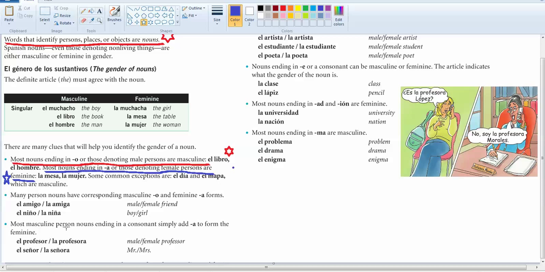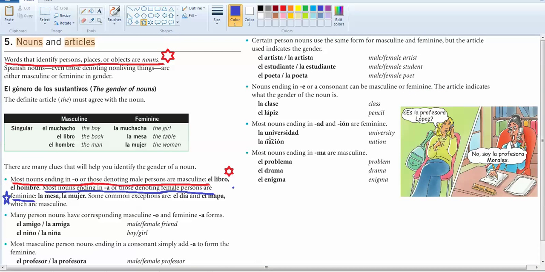Most masculine person nouns ending in a consonant, you simply add A to form the feminine. So if it's a noun that's referring to a person and ends in O, you're going to take off the O and change it to an A, and that gives you the feminine form. If it ends in a consonant like R down here, you just add an A to the consonant, and that gives you the feminine form.